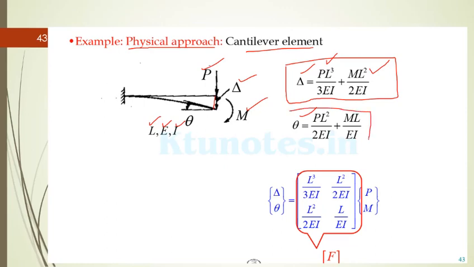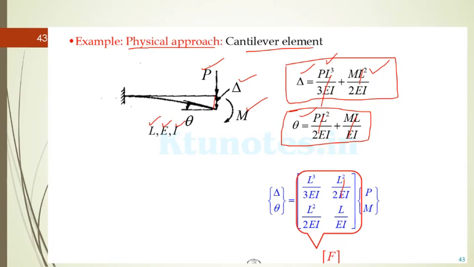For knowing these values, you should learn the PDFs I have shared with you, the basic static equations or the solutions for the displacements and the slopes for different loading conditions, which you have studied in the previous classes. So combining, delta theta is equal to L cubed by 3EI, this one, then L squared by 2EI here. Here also P is there, M is there.